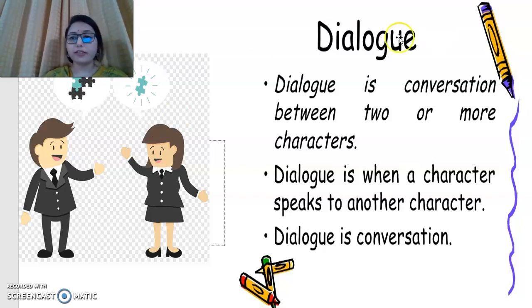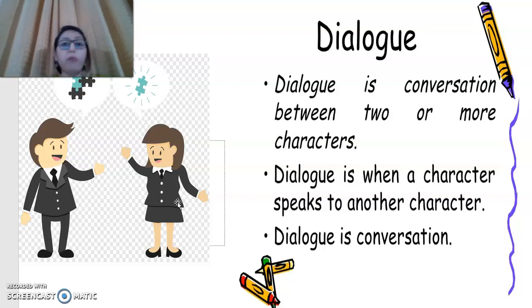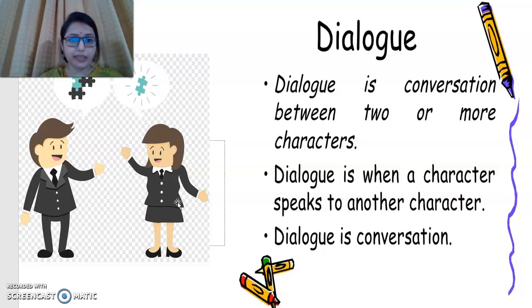Okay, so let's start. What is dialogue? Dialogue is conversation between two or more characters. How many? Two, not actually one. That is between two or more. If one person only talks or expresses his expressions, that time it will not be dialogue. It will be a speech, or if he talks to himself, it will be monologue, but it can never be dialogue.